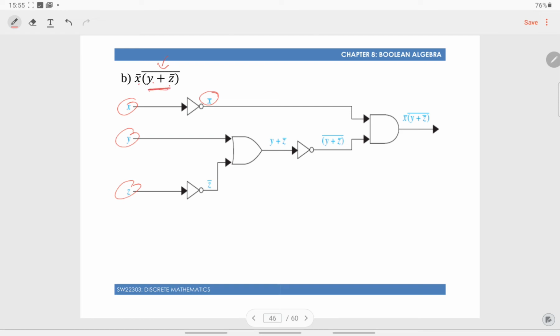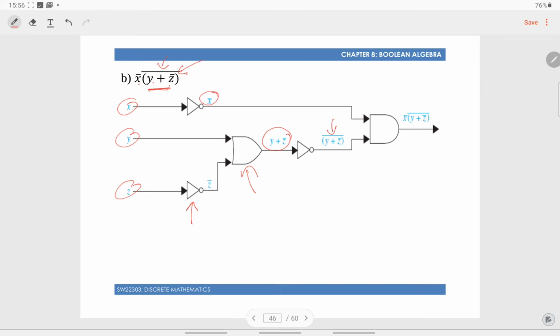Next is in parenthesis. Okay, we have y plus z complement. So y in original form goes to the OR gate, but for the z we need to use the inverter operator first to convert z to z complement. So it goes to the OR gate, so it becomes y plus z complement. Next is the complement for the y plus z complement. So we put the inverter, applicable to both elements.